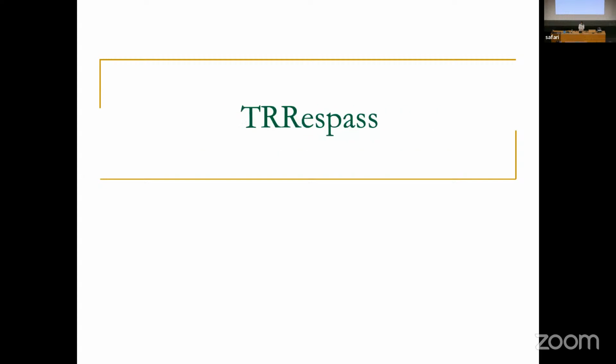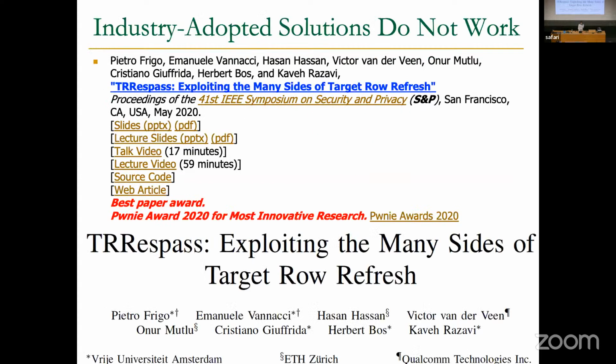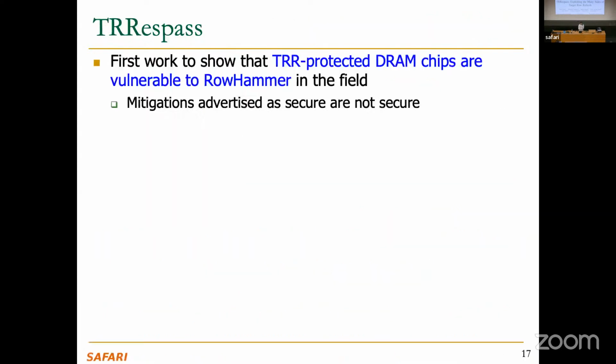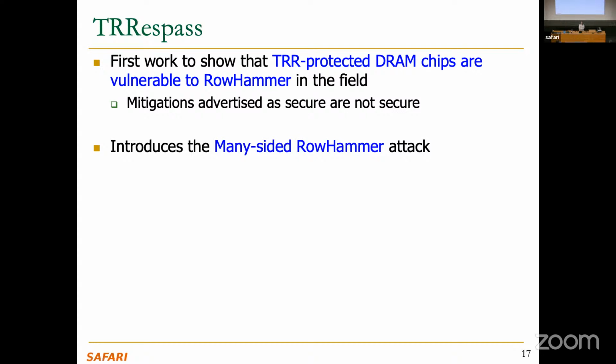And I will talk about this paper called TRRespass, which was published in IEEE S&P in 2020. And it is the first work that showed TRR-protected DRAM chips are still vulnerable to RowHammer. So it shows that mitigations advertised as secure are not exactly secure in terms of TRR. And basically, it looks at different attack patterns and tries to bypass the mechanism. And it introduces the many-sided RowHammer attack.